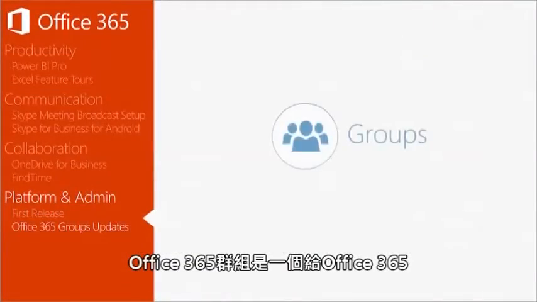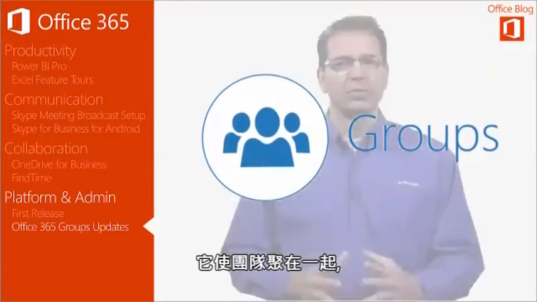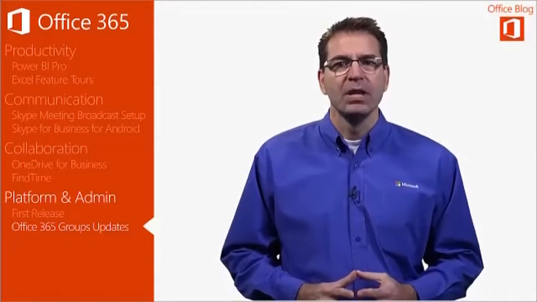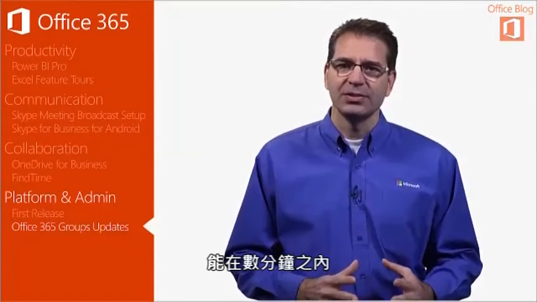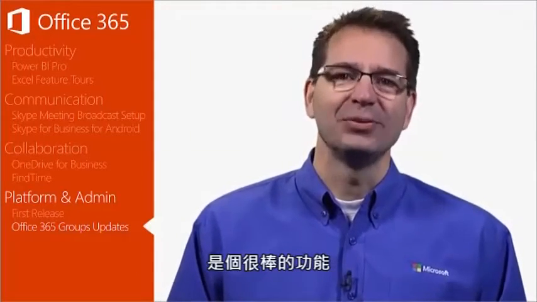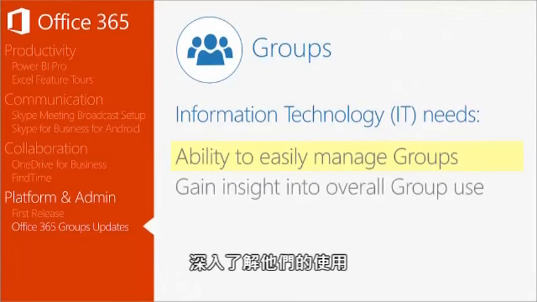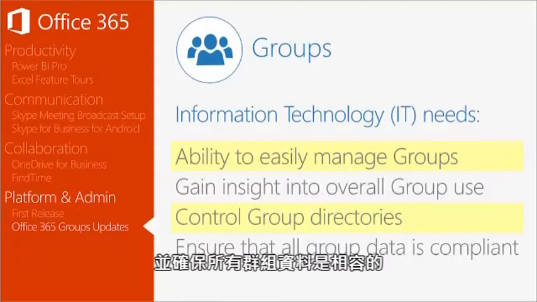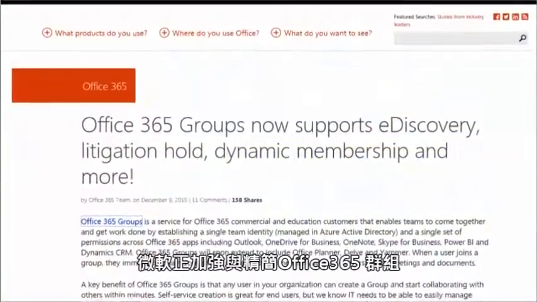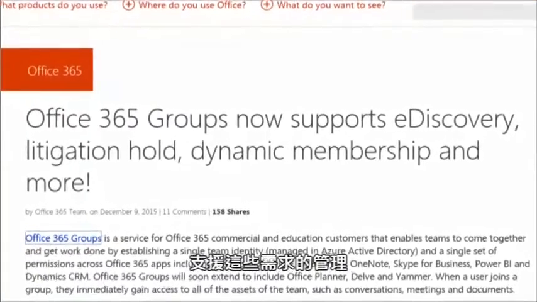Office 365 Groups is a service for Office 365 commercial and education customers that enables teams to come together and get work done by establishing a single team identity. Any user in your organization can create a group and start collaborating with others within minutes. Self-service group creation is great for end users, but we know IT needs to be able to easily manage groups, gain insight into their use, control their directories, and ensure that all group data is compliant. As announced on December 9th, Microsoft is enhancing and streamlining the administration of Office 365 groups to support these requirements.